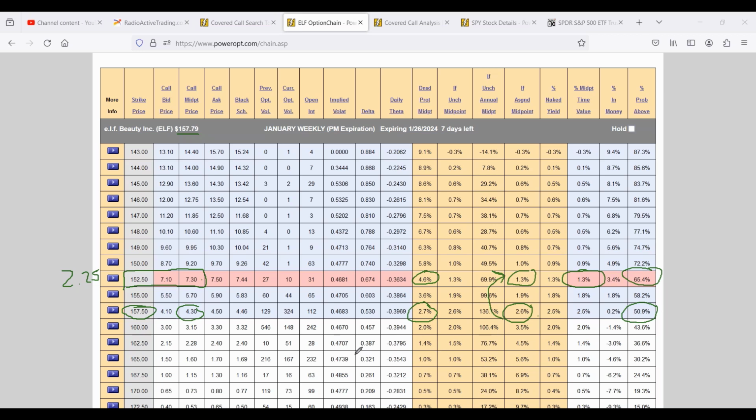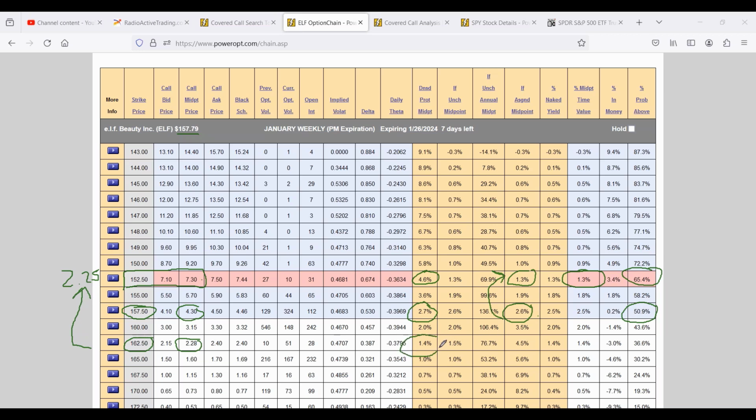Two strikes out of the money, looking for that appreciation. I feel confident in ELF. I think it's going to continue to move up. I'm going to sell the 162.50 and get 2.28. Roughly the same time premium that we're seeing with the in the money option, but that's all we're getting.